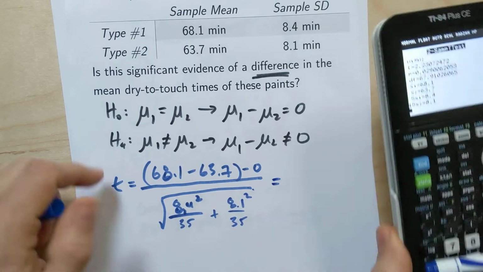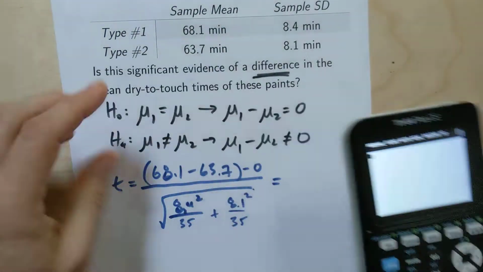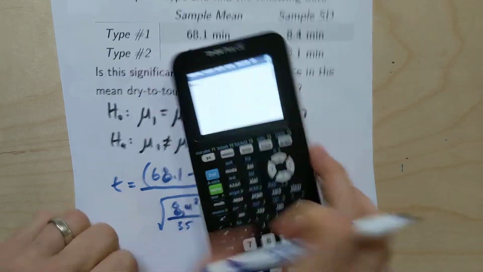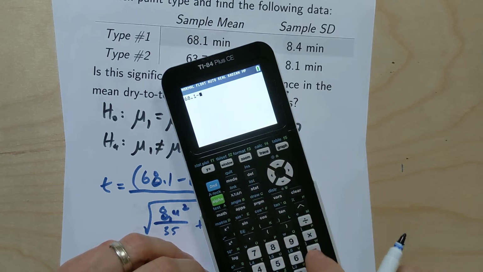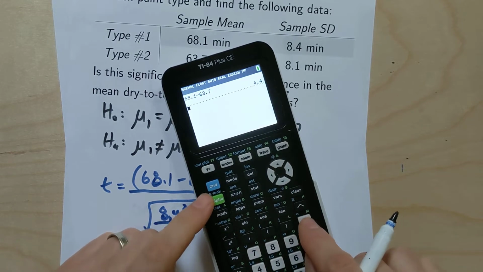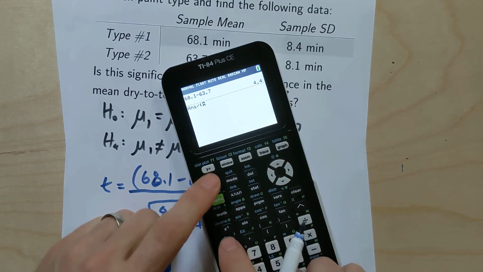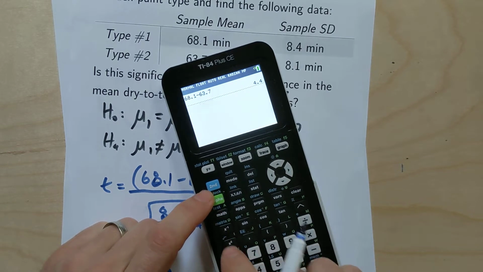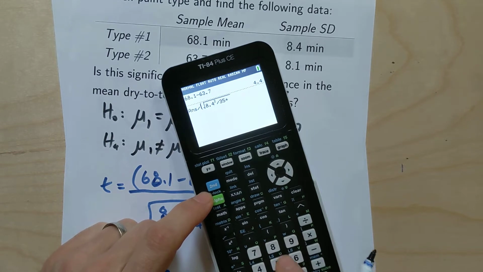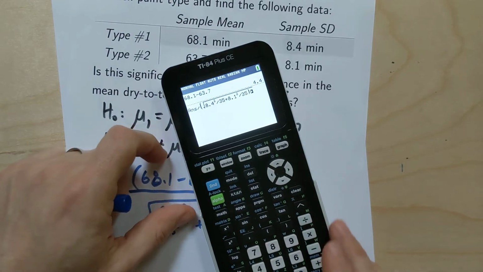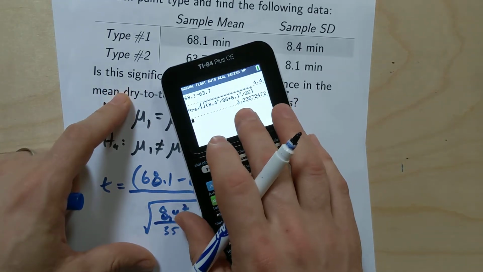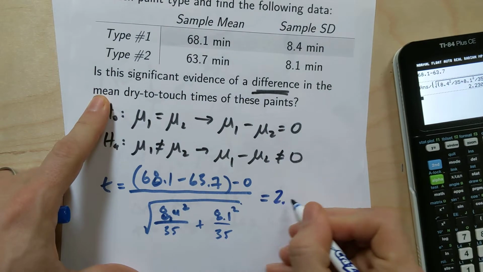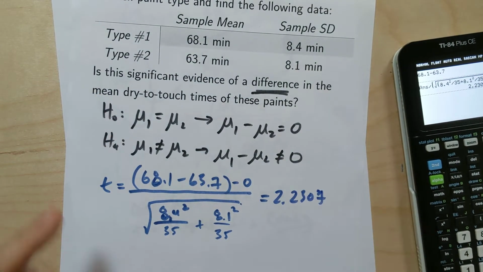And so now I'll just go ahead and calculate this. Let me plug it into my calculator. I do 68.1 minus 63.7, whoops, forgot the minus sign, 68.1 minus 63.7. I'll divide by a big old square root. That was 8.4 squared divided by 35 plus 8.4 squared divided by 35. I don't remember where I got that "squared" thing. I think I saw someone saying it on YouTube or something, and I probably just stole it, but I like to say squared for some reason. So this gives 2.2307 as our test statistic.